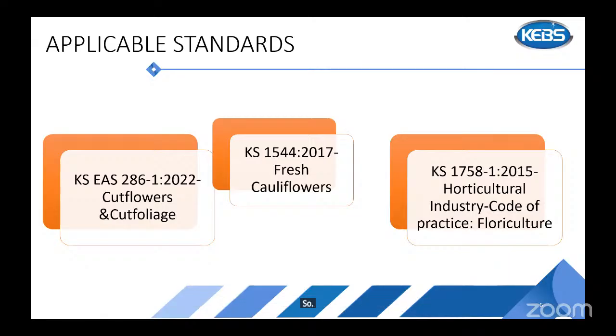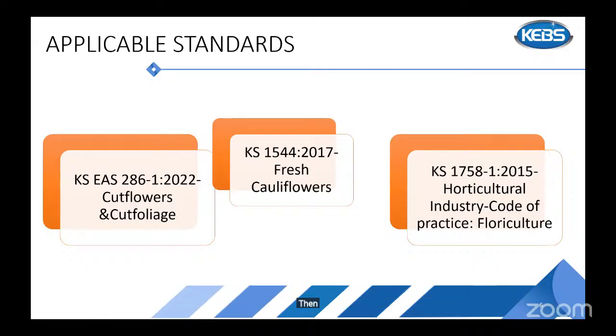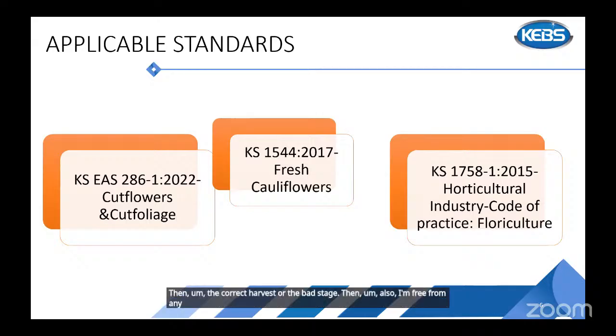I find that this standard has been able to separate these flowers into 3 categories. So we have grade 1, grade 2, and grade 3. So what are the requirements for this specific standard? You are required to ensure that your flowers are free from mechanical and physical damage. You also need to ensure that these cut flowers and cut foliage are free from foreign matter. Then the correct harvest or bud stage. Then also free from any growth disorders, and free from any chemical stain.